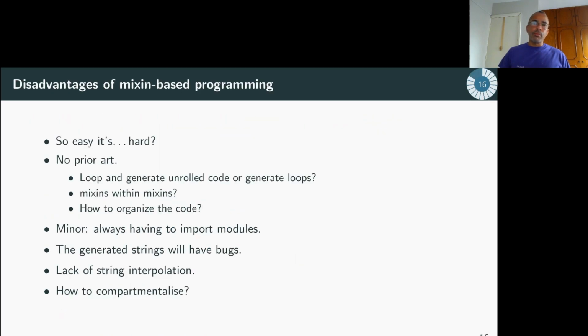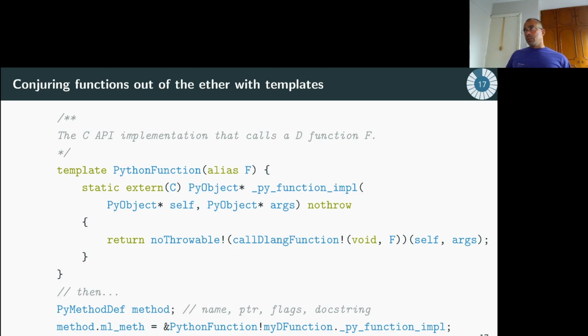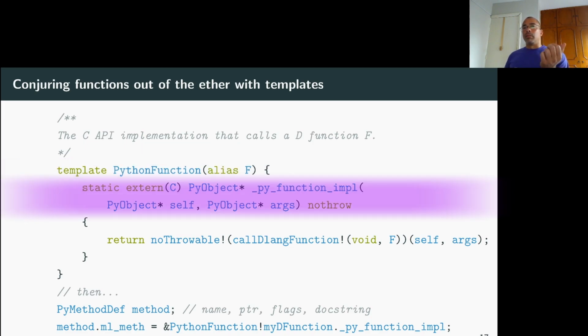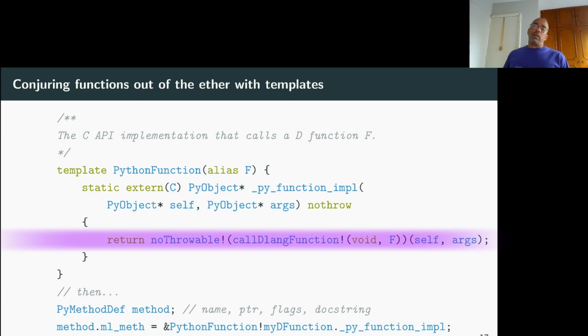Whereas if I have templates, then I can do something like this. If I need to generate a function out of nothing, and this is actually taken from Átila, also a package on Dub, this is a template called Python function, and it has a template argument, which is an alias argument because it's a function symbol, a D function symbol. Inside of this template, it has the implementation that we saw before with self and args and returning a Py object. The implementation is delegated to something else, but basically it calls this D function, makes sure that it doesn't throw, so it catches the D exception, generates a Python exception if it has to, and forwards.